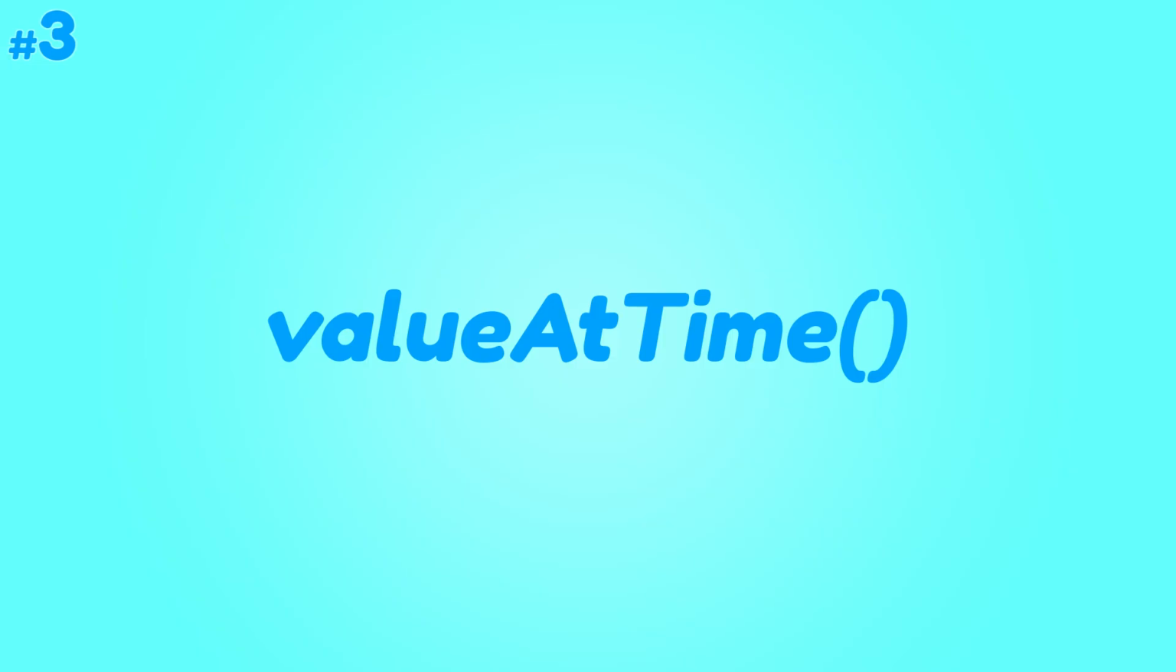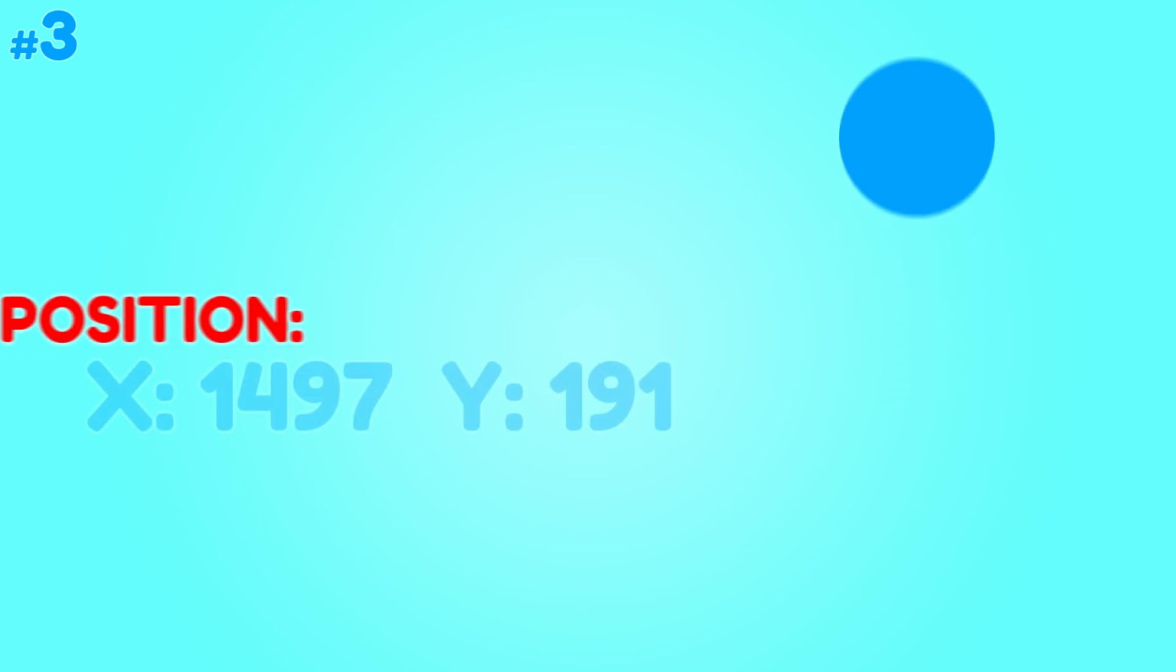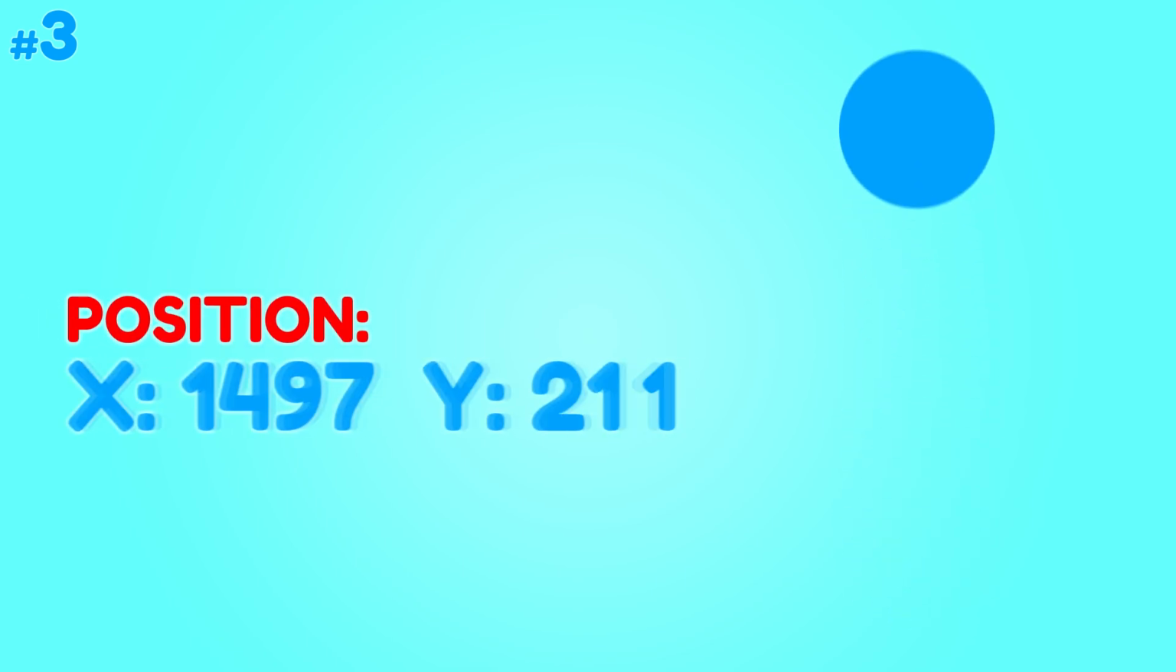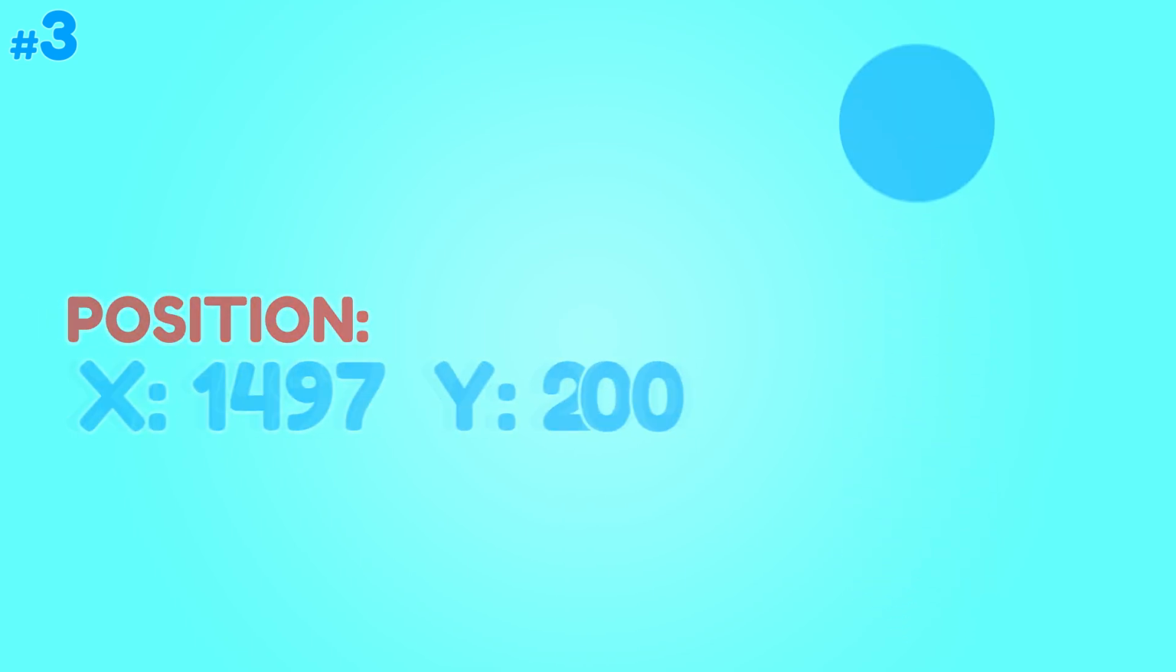Number 3. valueAtTime. Things are starting to get quite interesting, and a tad bit complex as well. The valueAtTime expression retrieves the value of a particular property at that specific point in time. I generally use it to create trail effects for my positional movement and my rotation. Let's see how we can use it to create this trail effect.